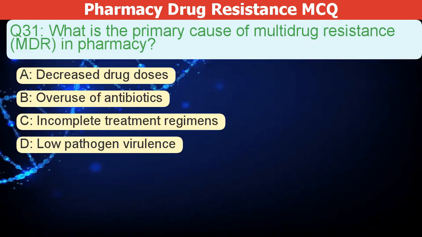What is the primary cause of multidrug resistance, or MDR, in pharmacy? A. Decreased drug doses. B. Overuse of antibiotics. C. Incomplete treatment regimens. D. Low pathogen virulence.